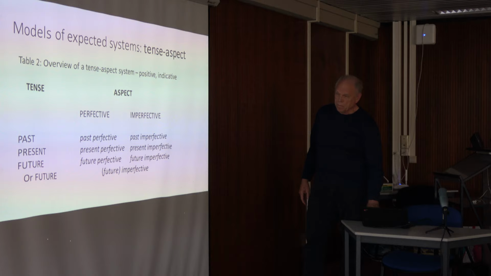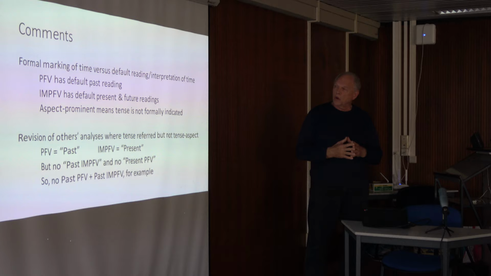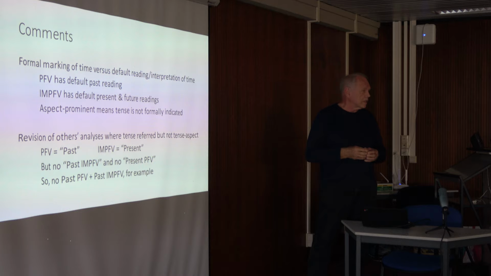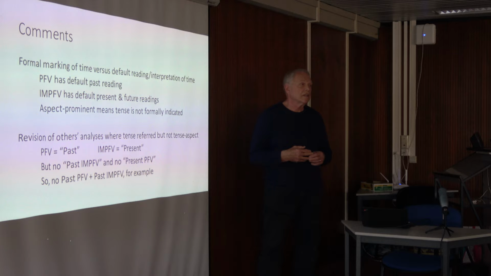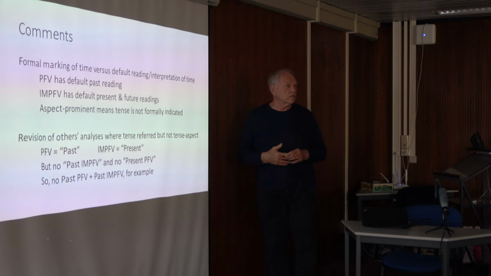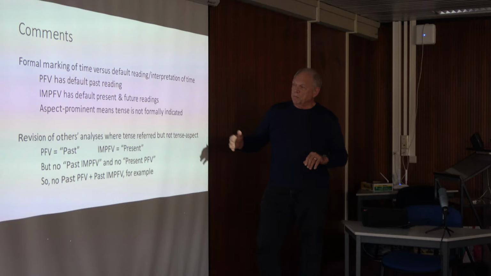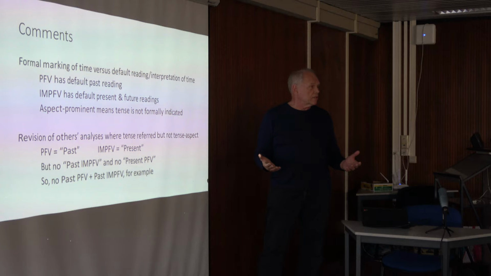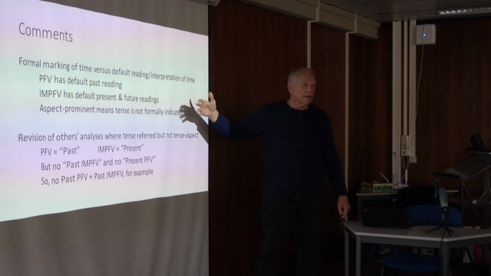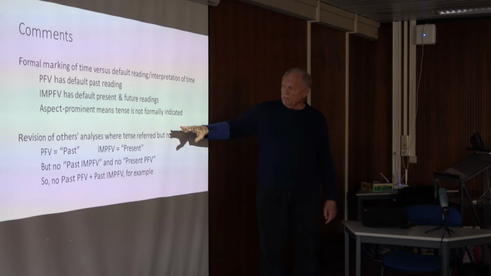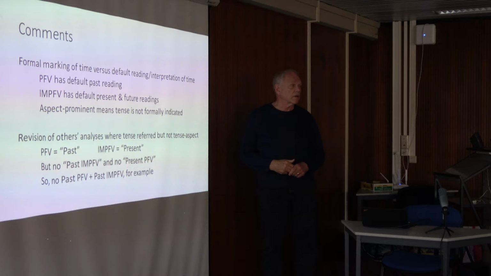So let me make a few other comments here. The formal marking of time versus the default reading, interpretation of time. So in a tense system, we know time is actually being marked. We can see what they're talking about. But in an aspect prominent system, it isn't that people can't infer time. We do it all the time when we use an aspect system. So the perfective, its default reading, if it's not marked otherwise, is going to be past tense. Past time is what we're talking about with the perfective. And the imperfective, unless it's otherwise marked by context, it's going to be talking about the present and future. But you can then use these things in different contexts that are future and past for both of these in the opposite directions. So aspect prominent means the tense is not formally indicated. You have to infer it from the context, from the adverbs and so forth that are being used.